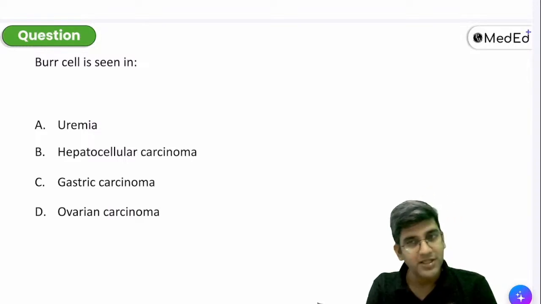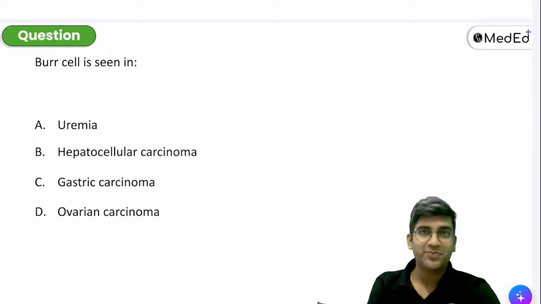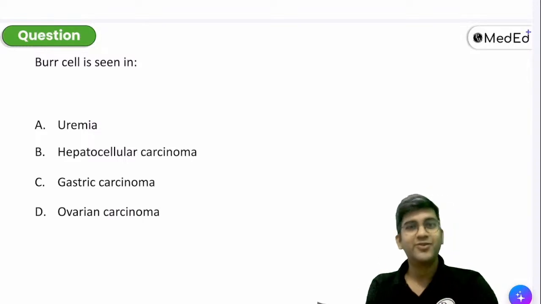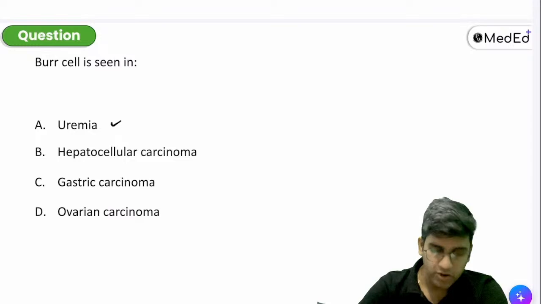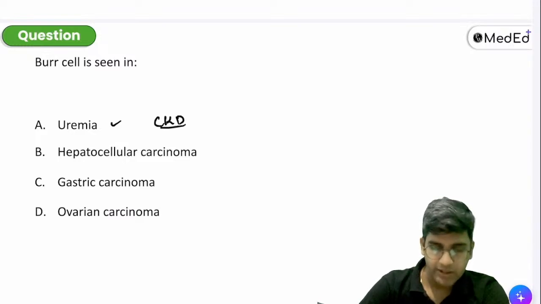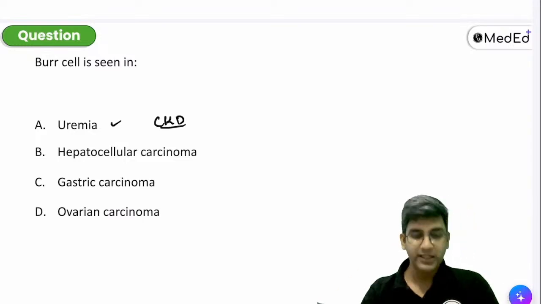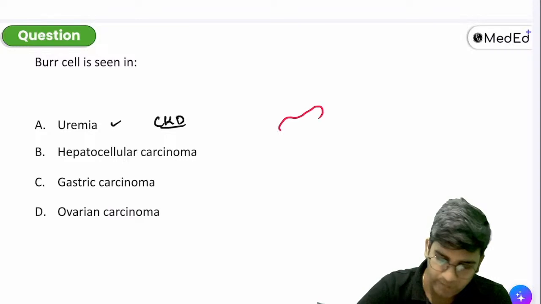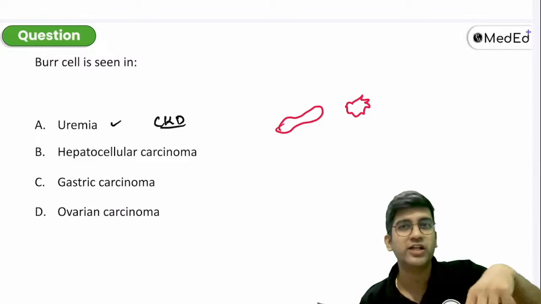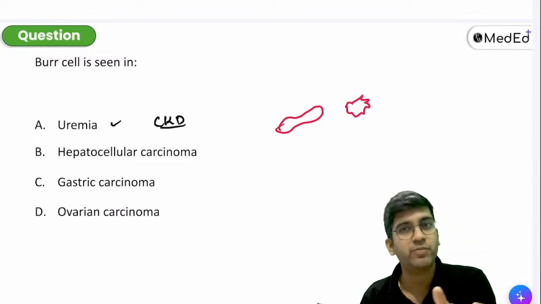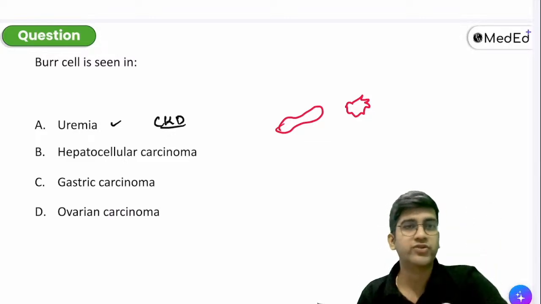Next question. Burr cells are seen in. This is difficult because if you don't know what is a burr cell, you can't write the answer. Right? Burr cells are classical findings seen in case of uremia or CKD. Burr cell's other name is an echinocyte, where a normal RBC becomes like a spike. That's a burr cell or an echinocyte. It looks like a porcupine. Sea porcupines are called echinoderms. So echinocytes, it looks like that.